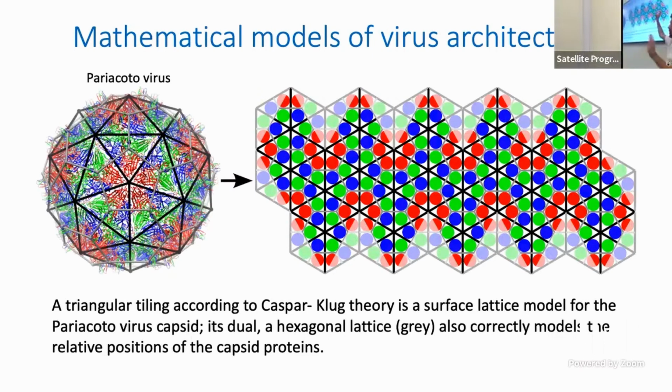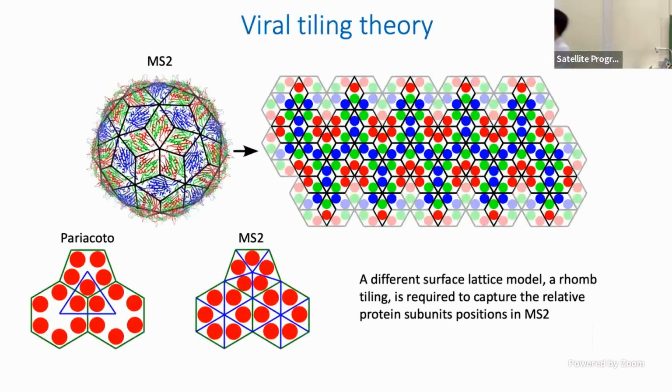So still here is fine. It works for lots of viruses, but it doesn't work for all of them. Like MS2 is made of dimers. And for MS2, if you put pentagons and hexagons, you see that the monomer or protein subunits are sitting next to an edge. But for prokaryote, they are sitting next to a corner. If you want to capture the position of the protein, they have to be located in an angle.